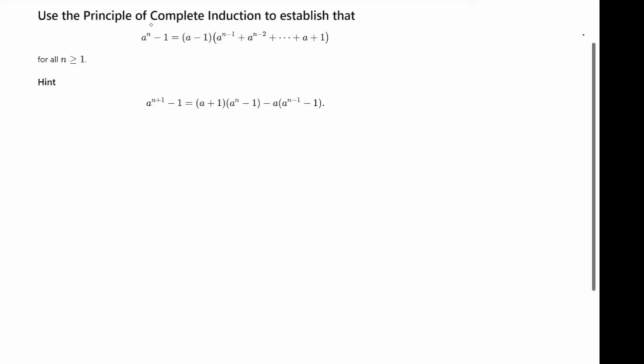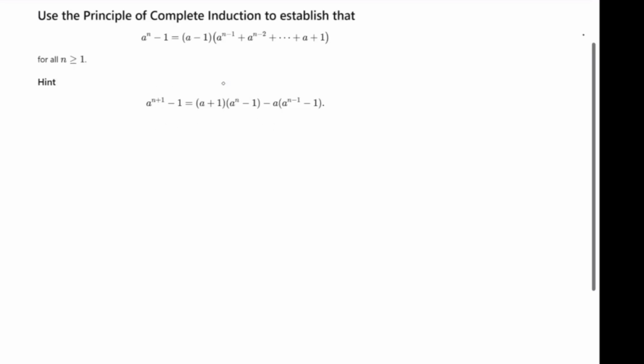Okay, so we're going to use the principle of complete induction to establish that a to the n minus 1 is equal to a minus 1 times this sum for all n bigger than or equal to 1. And the hint that's going to be really useful to us that Burton gave was a to the n plus 1 minus 1 is equal to a plus 1 times a to the n minus 1 minus a times a to the n minus 1 minus 1. And I'm not going to derive this.